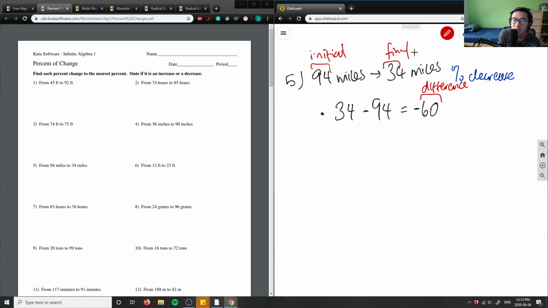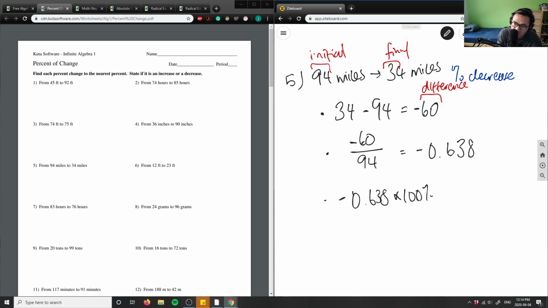And then I have to divide my difference by my initial, right? In this case our difference is negative 60, and I'm going to divide it by the initial, which is 94. And what do I get? Negative 60 divided by 94 equals negative 0.638, and I'm going to take 3 decimal places again. And then my last step is I take this decimal and multiply by 100%. So negative 0.638 times 100% gives me negative 63.8%, because I'm moving the decimal 2 places to the right.